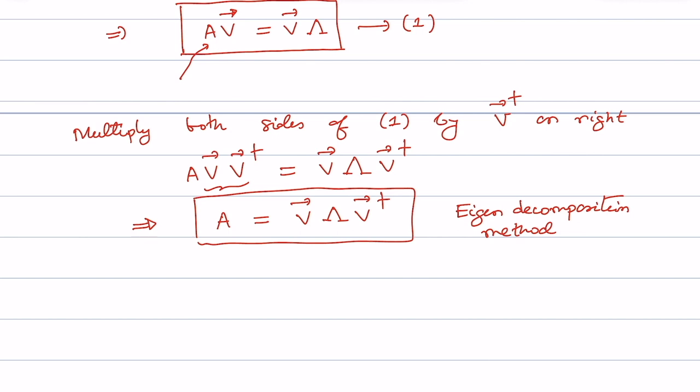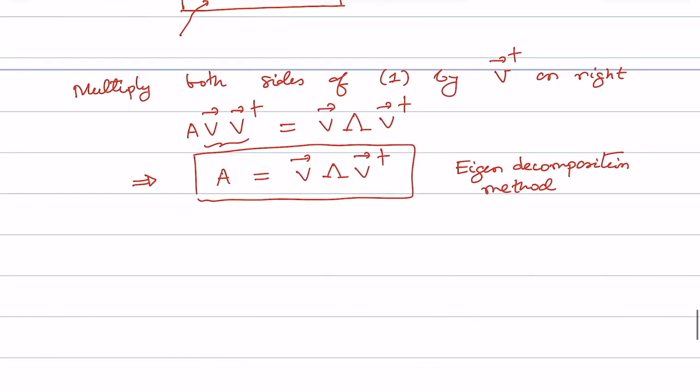So effectively we have decomposed a square matrix into another three square matrices. Here A is a square matrix of dimension say n by n, that means n rows, n columns. V is also a square matrix of dimension n by n. Capital lambda, which is a diagonal matrix, also has the dimension of n by n. And V dagger, which is the Hermitian conjugate of the matrix V, also has the dimension n by n.